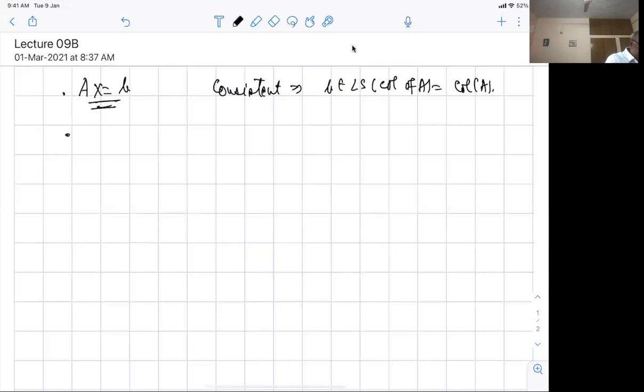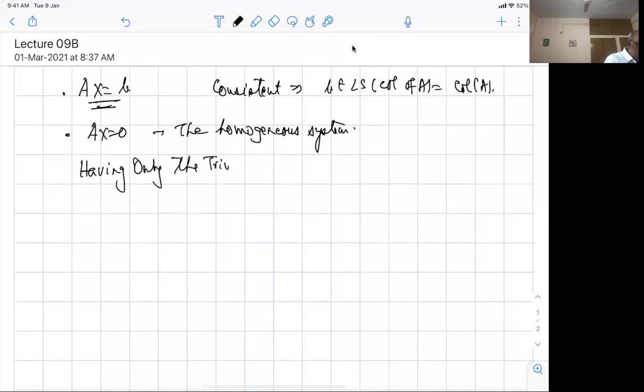Now I would like to look at the system AX is equal to 0, the homogeneous system. If you recall, this system is always consistent. So we want to differentiate between having only the trivial solution and having a non-trivial solution. So these are the two ideas that were there, having a non-trivial solution and only the trivial solution.